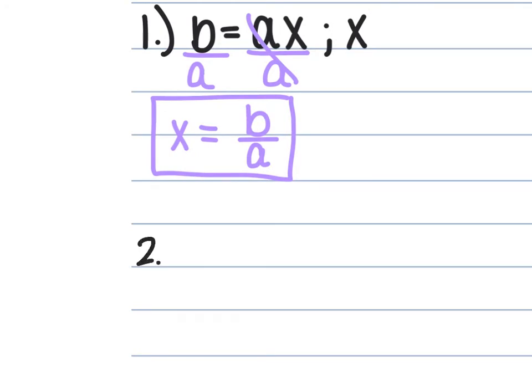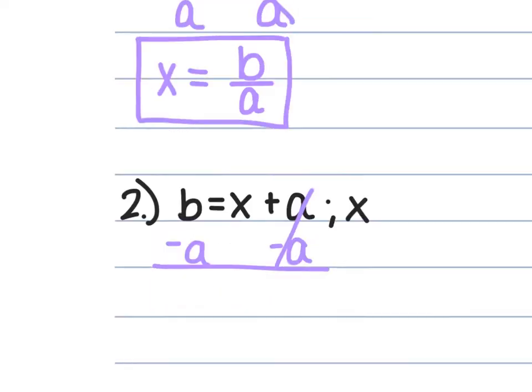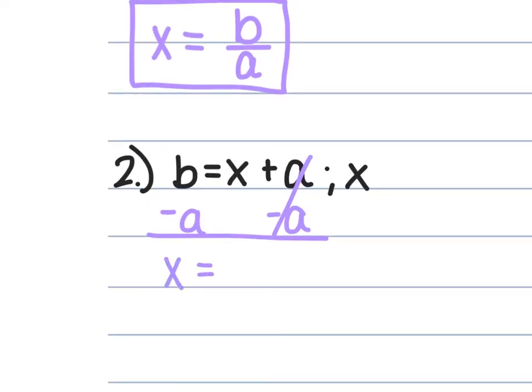For 2, they give us b is equal to x plus a, and we're getting x by itself. So we're going to move that a over to the opposite side. Remember, inverse operations are opposite operations. We're going to subtract a from both sides, and we're going to be left with x is equal to b minus a.